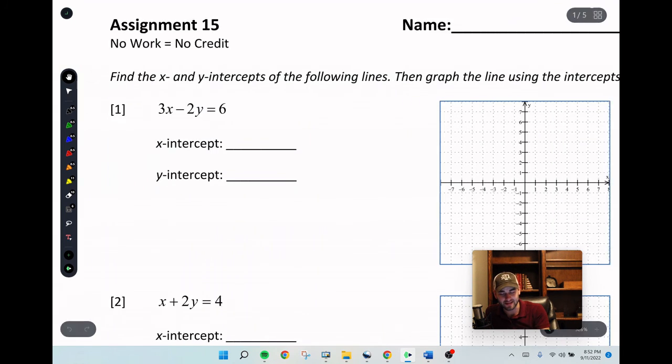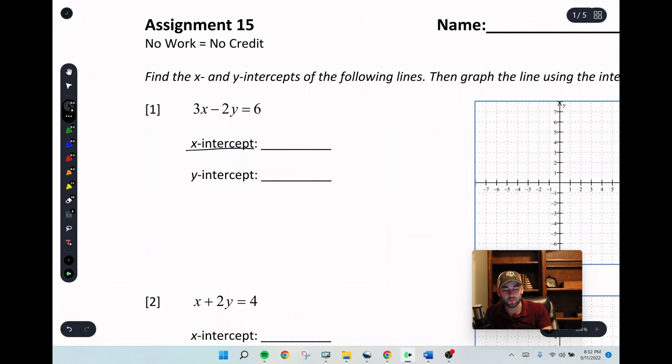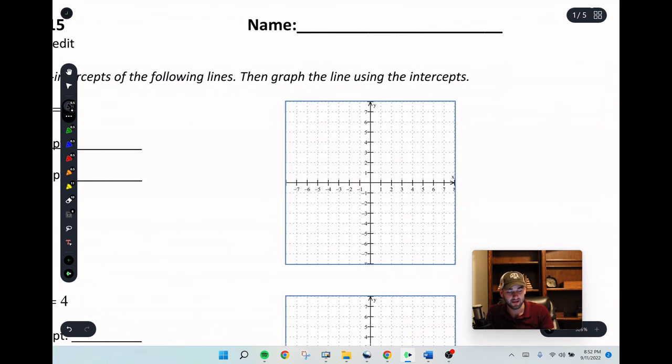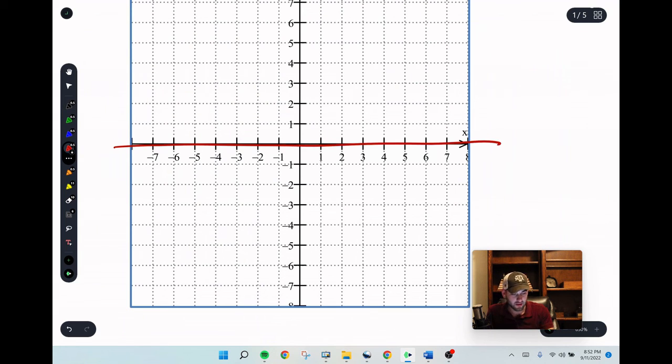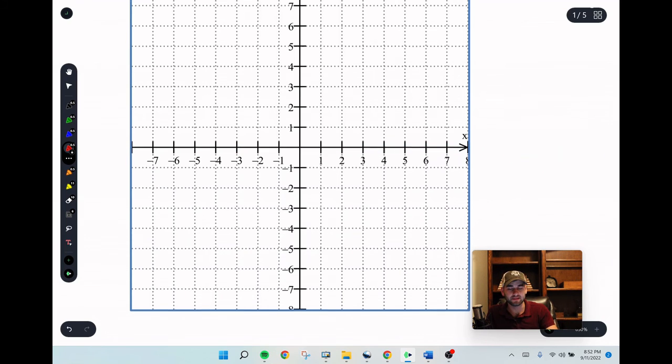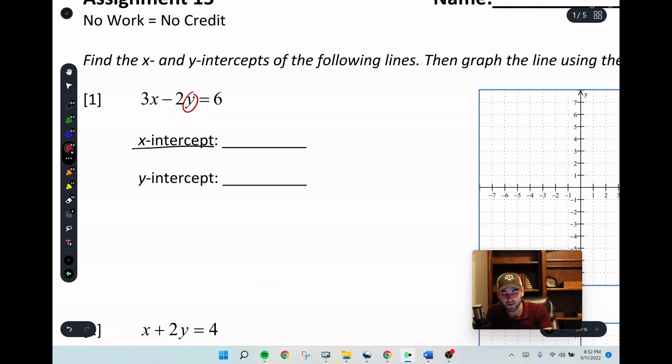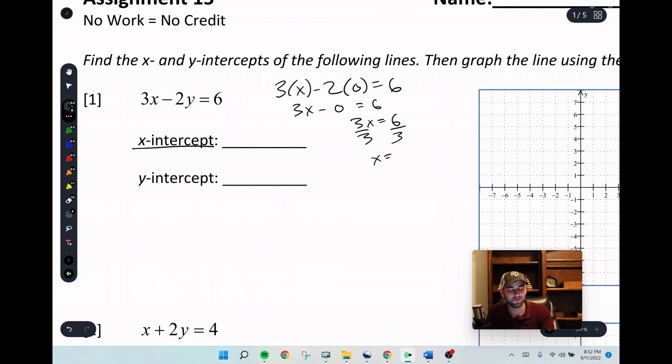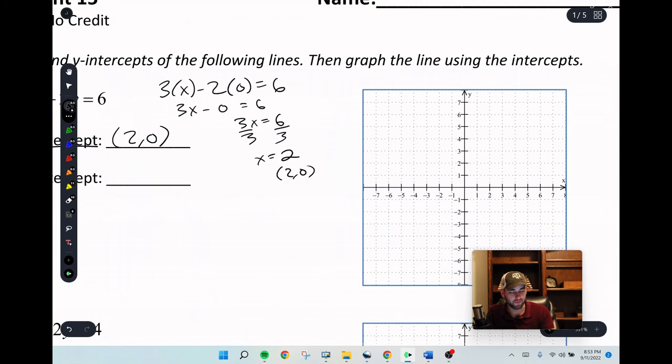To find what we call an x-intercept, we are looking for where the line touches the x-axis. And if the line touches this axis, the one thing we know is that the point better have a 0 for y. So we're literally just going to plug 0 in for y and see what happens. 3x minus 2 times 0 equals 6. So I've got 3x minus 0 equals 6, which means 3x equals 6, which means x better equal 2. That leaves us with the point (2, 0). Well, there's our x-intercept. Let me hop over here and plot it.